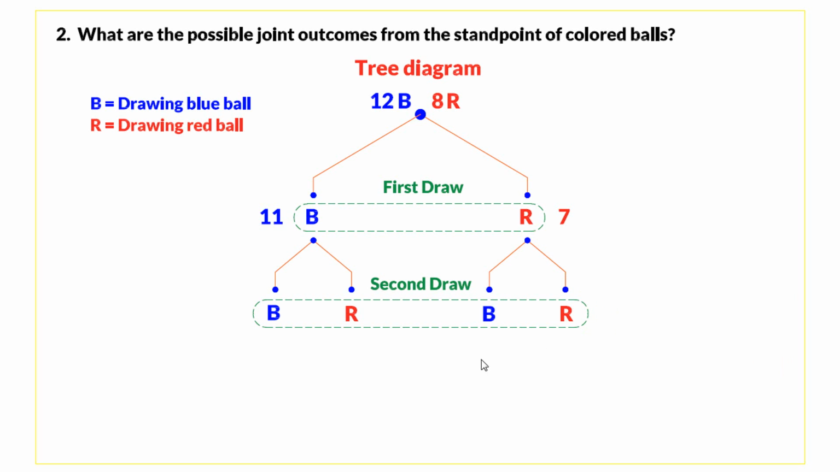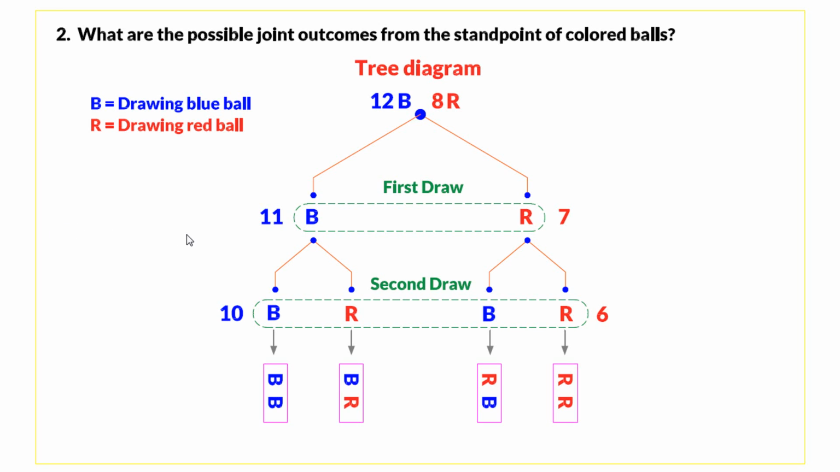And for the second draw, again we may pick up blue or red, but the remaining objects will be 10 blue and 6 red. We are withdrawing without replacement, and this is why each time we draw again we have to know how many objects remain from each kind. And now we can get the possible joint outcomes for these two characteristics, blue and red. So we may pick up blue and blue, blue red, red blue, or red red. And these are the joint outcomes.